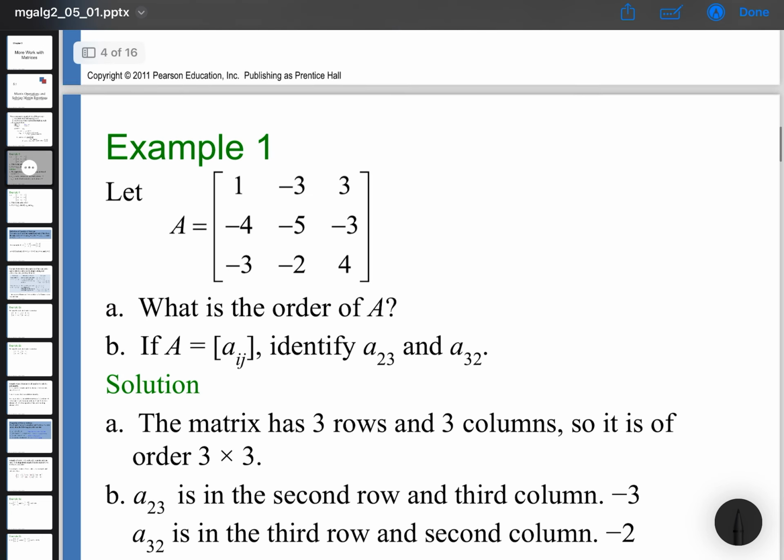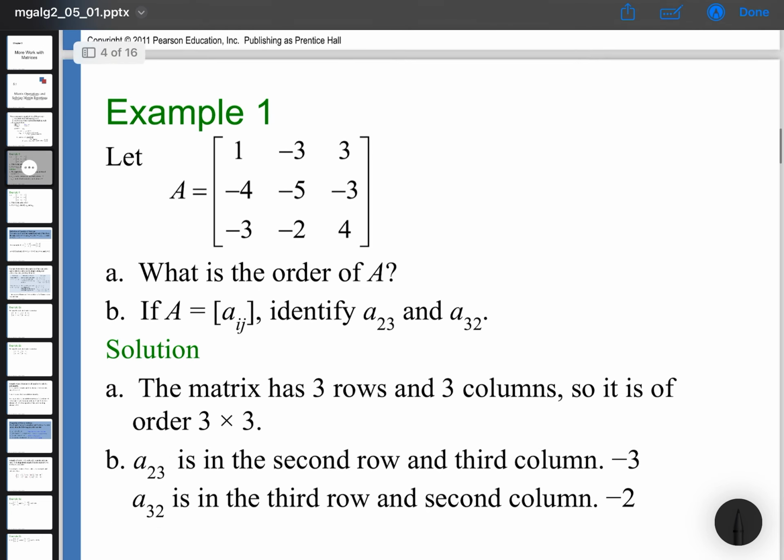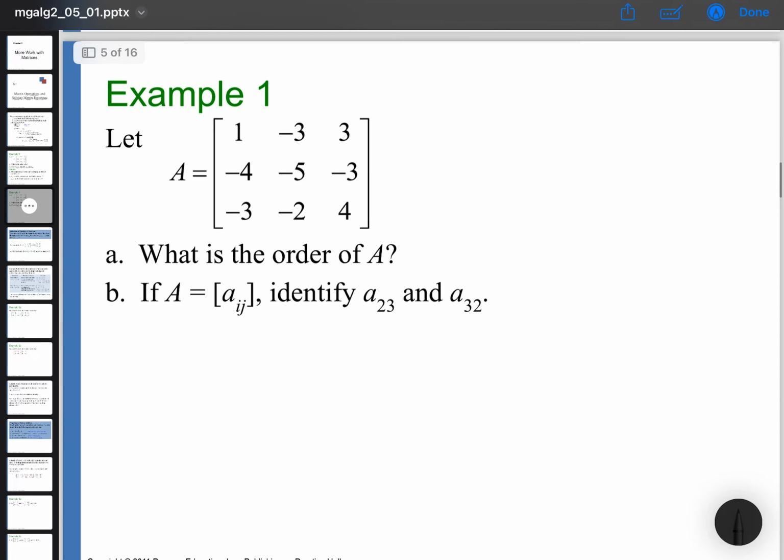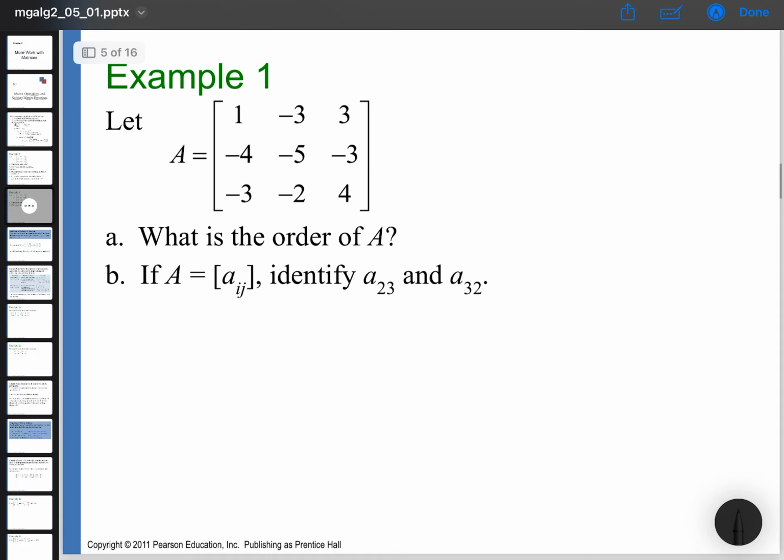So we're going to start with example 1. I wasn't supposed to have the solution on this one. We're going to go to this one. What is the order of the matrix here? So again, order is really just m times n. How many rows do I have and how many columns do I have? Well, I have 3 rows, 3 columns. So this is of order 3 by 3. It's a 3 by 3 matrix.